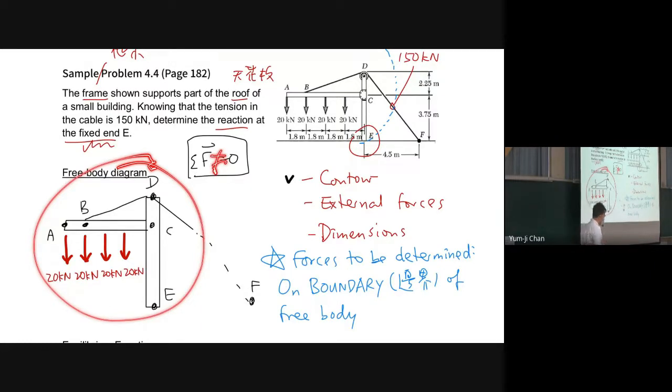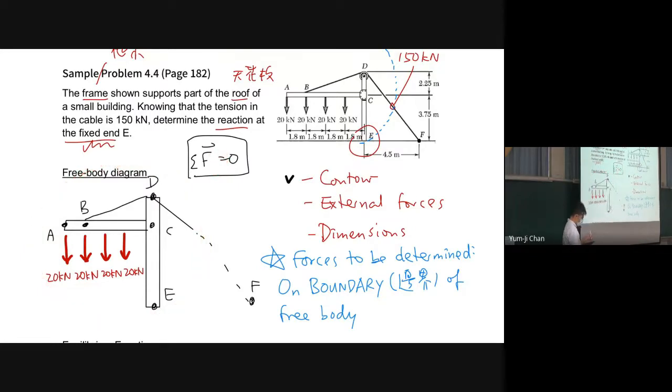We have tension. Okay, very good. Because the boundary of the free body is here, the tension of the cable is here, and this is tension T. Do we know the load? Yes, and the load is 150 kN. So it's here.